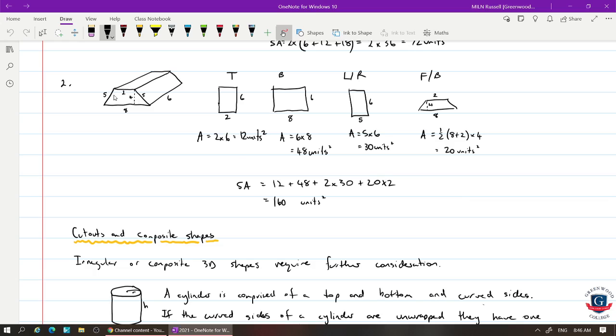It's a trapezium on the front. So I'll have a trapezium on the front and on the back. I'll have a top, a bottom, a left, a right. The top is not the same size as the bottom, so I can't just multiply it by 2 this time.